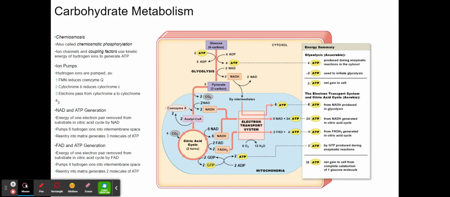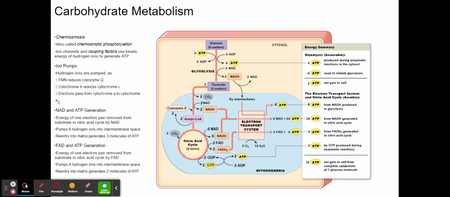Despite the concentration gradient, hydrogen ions cannot diffuse into the matrix because they're not lipid soluble. However, hydrogen ion channels in the inner membrane permit hydrogen to diffuse into the matrix. These ion channels and their attached coupling factors make a protein complex called ATP synthase. The kinetic energy of passing hydrogen ions generates ATP in a process known as chemiosmosis, or chemiosmotic phosphorylation. Hydrogen ions are pumped at 3 places: 1, FMN reduces coenzyme Q; 2, cytochrome B reduces cytochrome C; and 3, electrons are passed from cytochrome A to cytochrome A3.